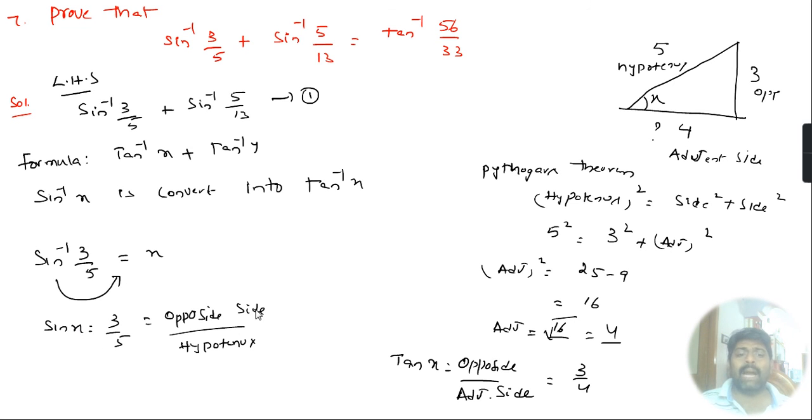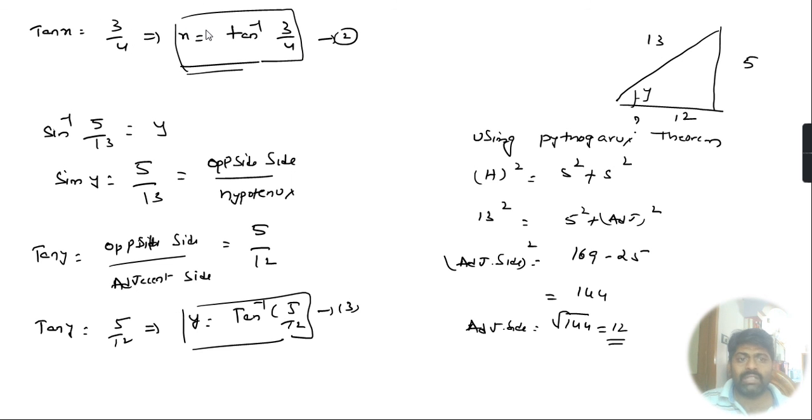What is sin x? Sin is nothing but opposite side by hypotenuse. So this is the opposite side and this is the hypotenuse, and we need to find the adjacent side. By using the Pythagoras theorem, what is the Pythagoras theorem? The hypotenuse square is equal to side square plus side square. From that we get the adjacent side is equal to 4. Then tan x is equal to opposite side by adjacent side, the value is 3 by 4. So x is equal to tan inverse of 3 by 4. That is taken as equation number 2.